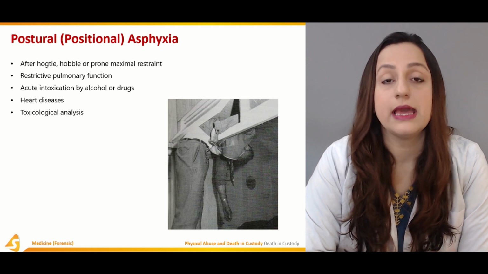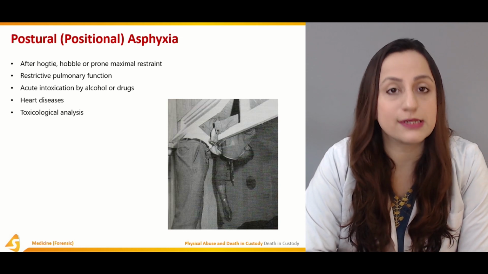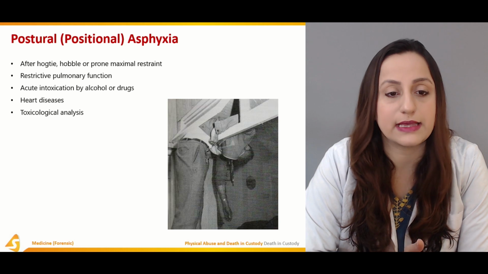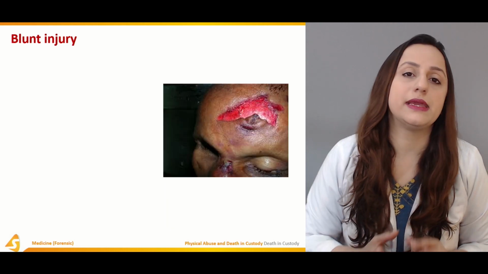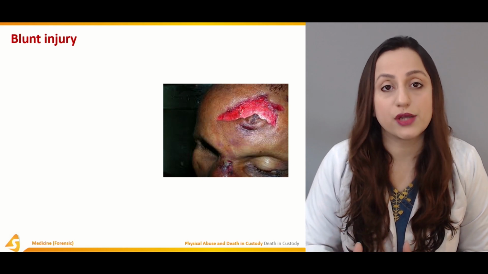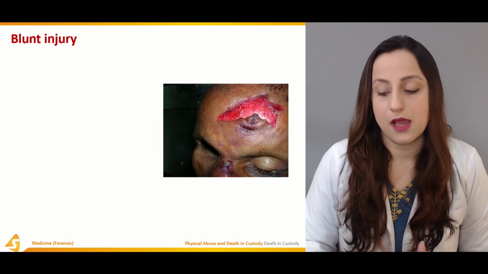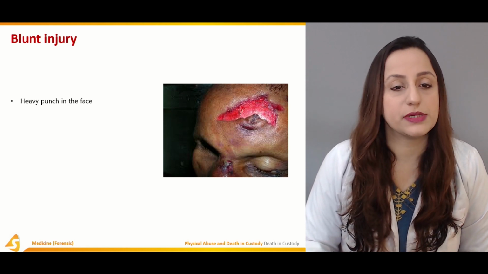Toxicological analysis: the blood samples, of course, are carried out, and the urine samples are sent to the chemical pathologist for the assays. That is going to be the mainstay evidence over here, whether the person has been drugged or alcohol intoxicated or not.